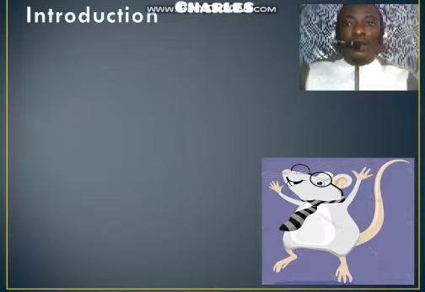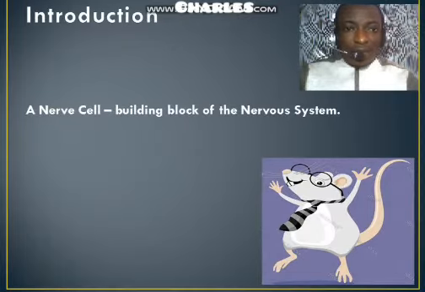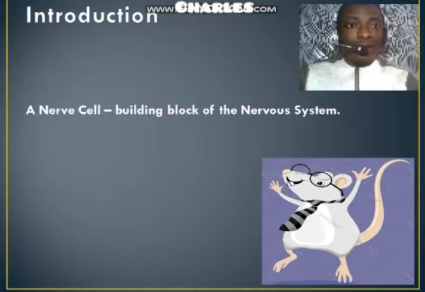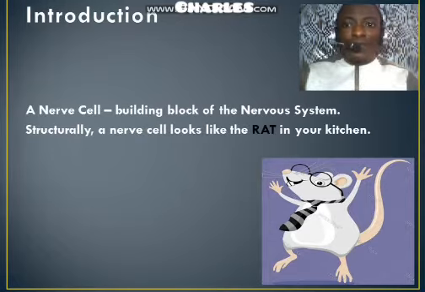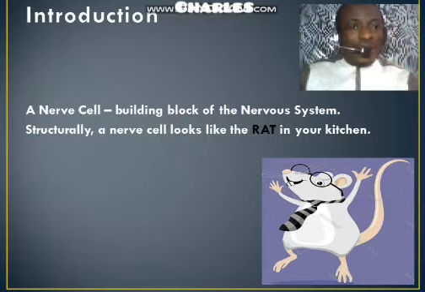Alright, good. Now, introduction. A nerve cell is the building block of the nervous system, just like the cell is the building block of all living things. Nerve cells are the building block or the functional units of the nervous system. Structurally, a nerve cell looks like the rat in your kitchen.